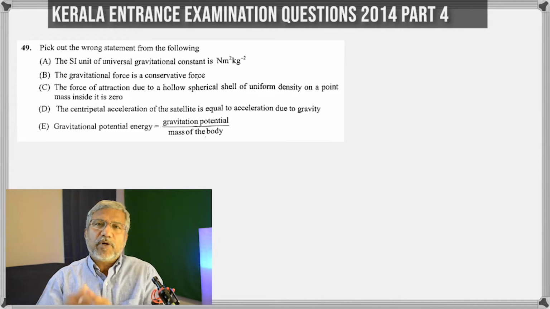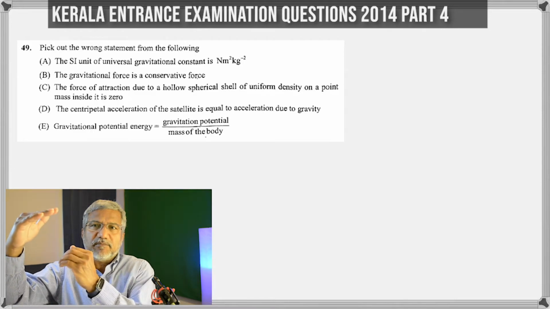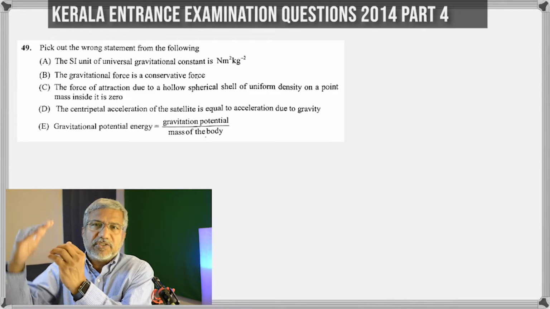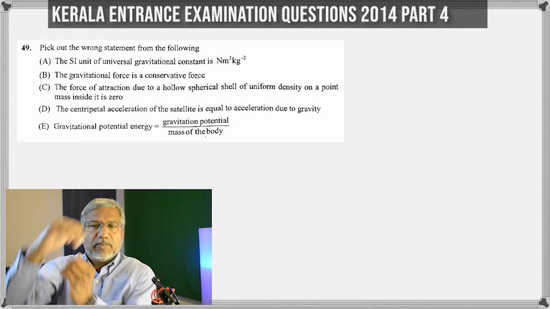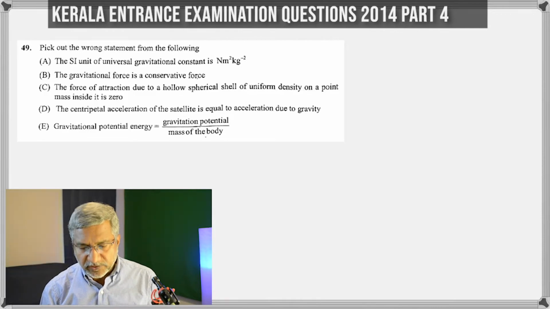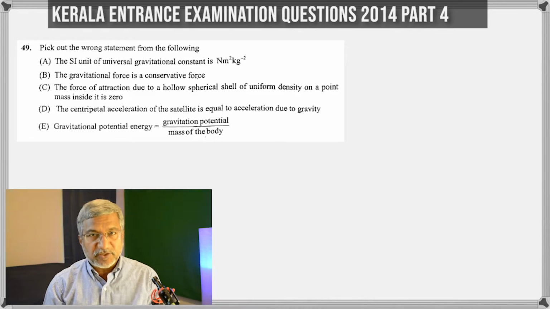That's why every satellite is actually falling with the same acceleration as the acceleration due to gravity. But why doesn't it reach the surface of the earth? Because it's falling at the same rate as the earth is curving from under it. See, the curvatures are the same. So that means the answer is gravitational potential energy. E, that is a wrong statement.